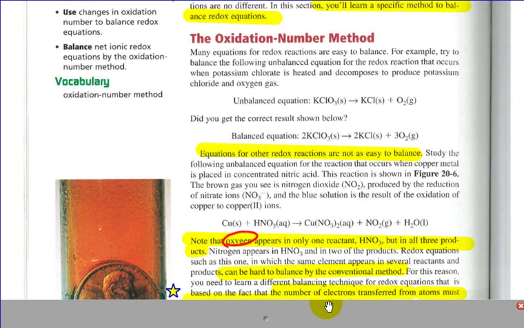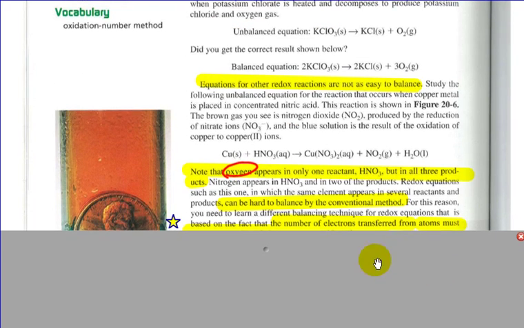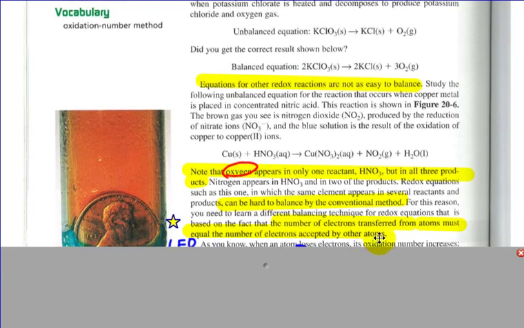For this reason, you learn a different balancing technique for redox equations that is based on the fact that the number of electrons transferred from atoms must equal the number of electrons accepted by other atoms. What one thing is gaining, the other thing is losing. So put a star beside that. That is the key thing there. There must be an equal transfer of electrons. If something is losing, something is gaining.